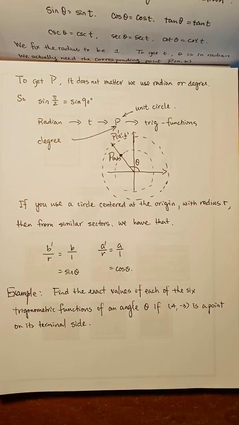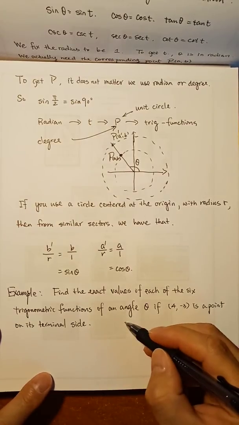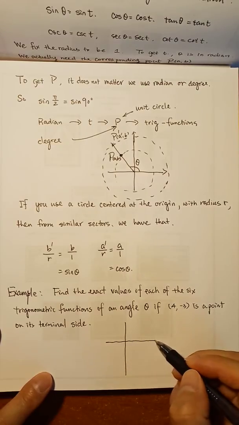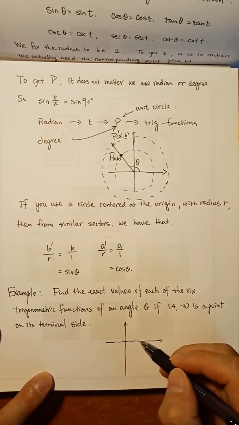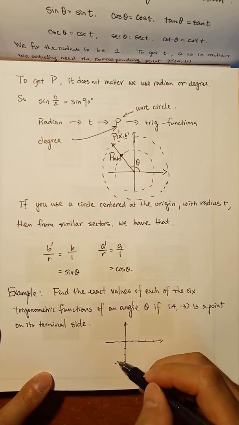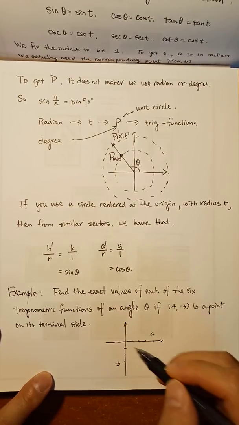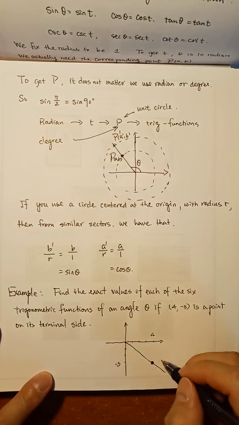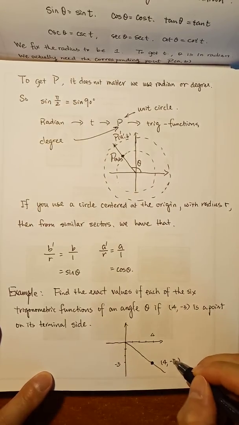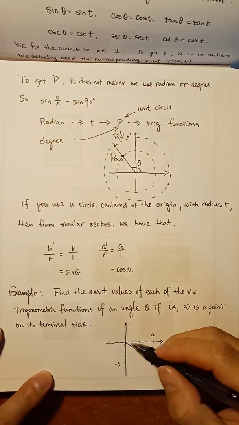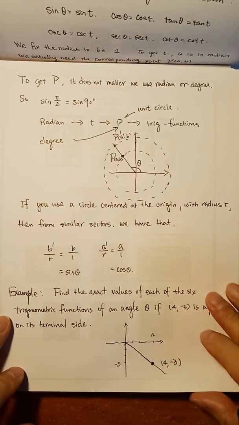We're looking for all 6 trigonometric values. First of all, let's sketch it. The x coordinate is 4, so it's 1, 2, 3, 4. Y coordinate -3, 1, 2, 3. This is -3. This is 4. Here. So (4, -3). And the corresponding radius, this is the radius. Radius is the distance between the point and the origin. Okay?